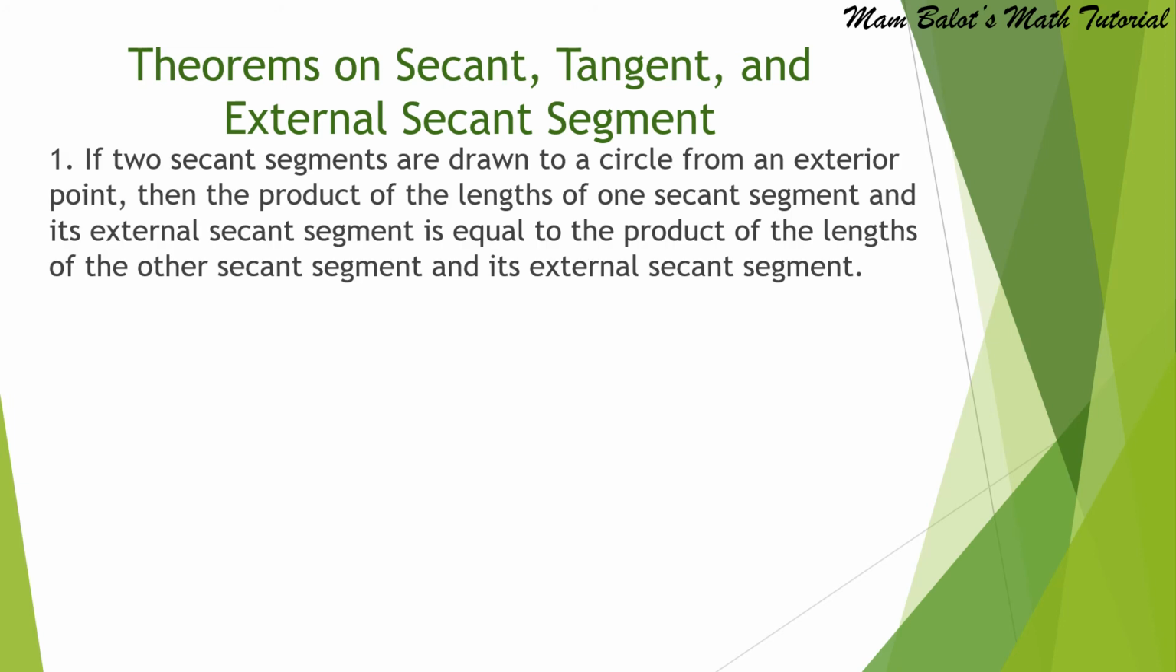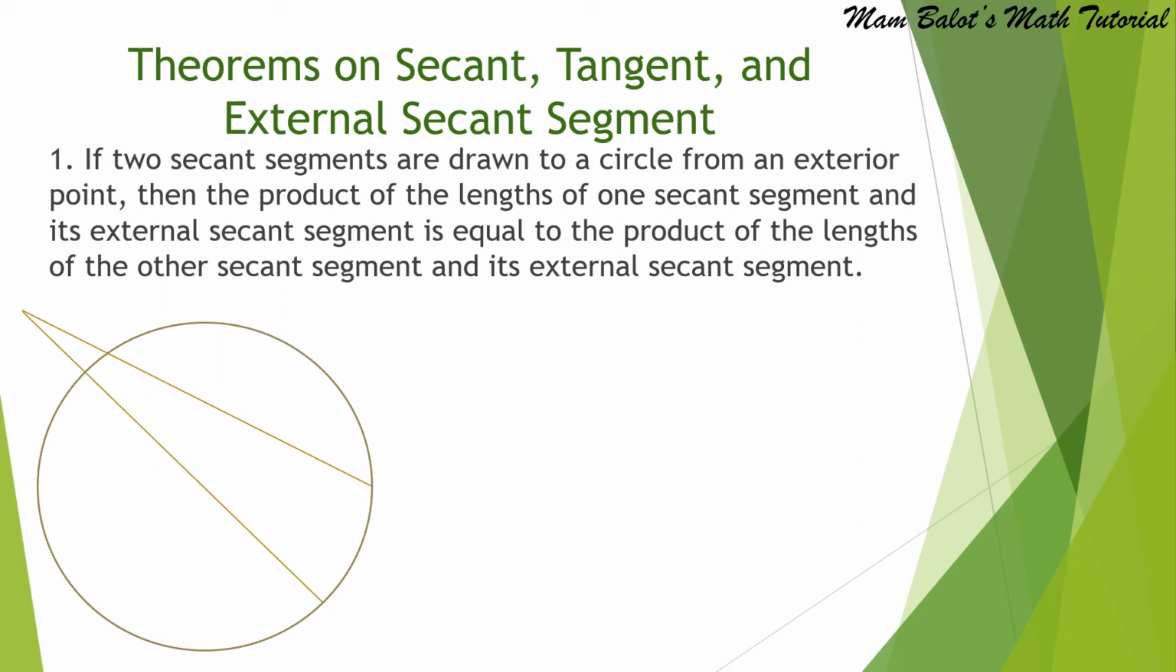Theorem number 1. If two secant segments are drawn to a circle from an exterior point, then the product of the lengths of one secant segment and its external secant segment is equal to the product of the lengths of the other secant segment and its external secant segment. So given this figure with two secant segments with these corresponding points, we have AB, which is a secant segment, times AD, which is its external secant segment, is equal to AC, which is the other secant segment, times its external segment, which is AE.